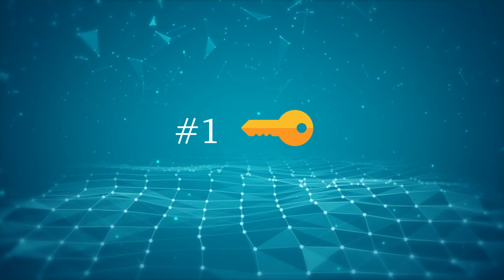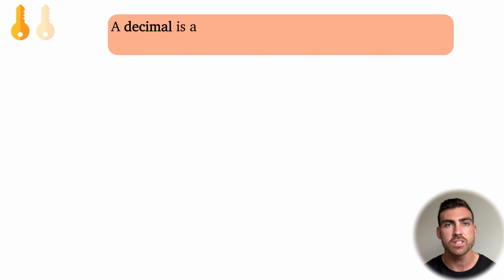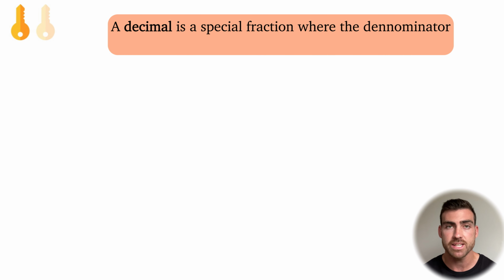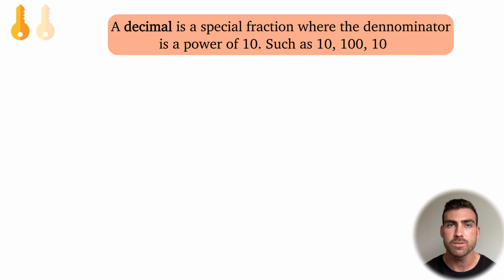When you completely understand the first key, this will guarantee that you will never be confused about a particular word or definition from this lesson. Firstly, going over the definition of a decimal. A decimal is a special fraction where the denominator is a power of 10, such as 10, 100, or 1,000.